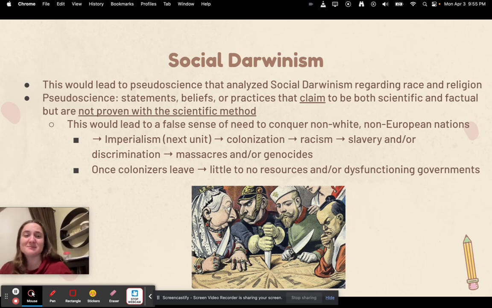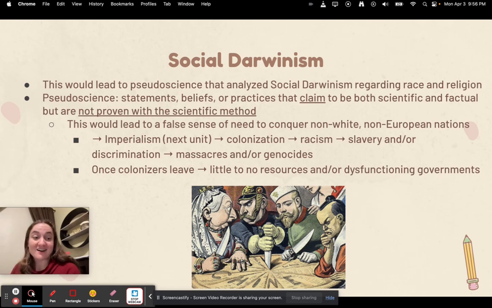So this would end up leading to a false sense of need for Europeans to conquer non-white, non-European nations, which would then lead to imperialism, which is all about next unit, colonization, racism, slavery, and/or discrimination, and that would also lead to massacres and/or genocides.